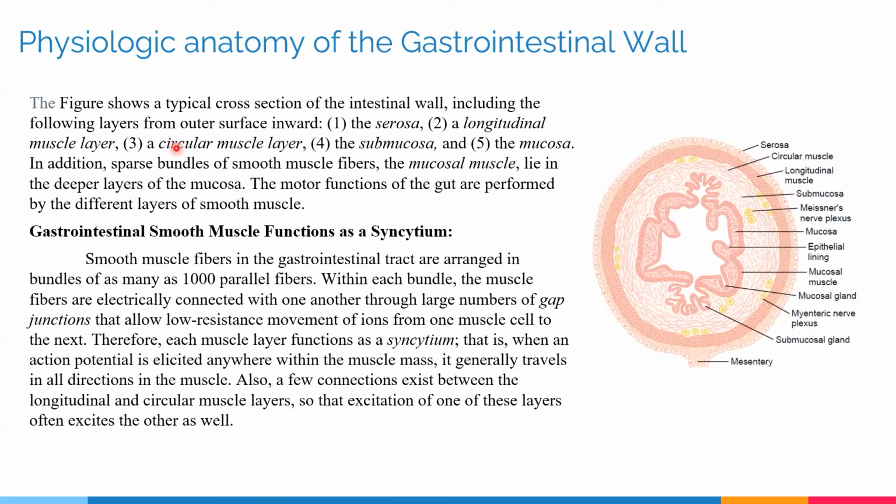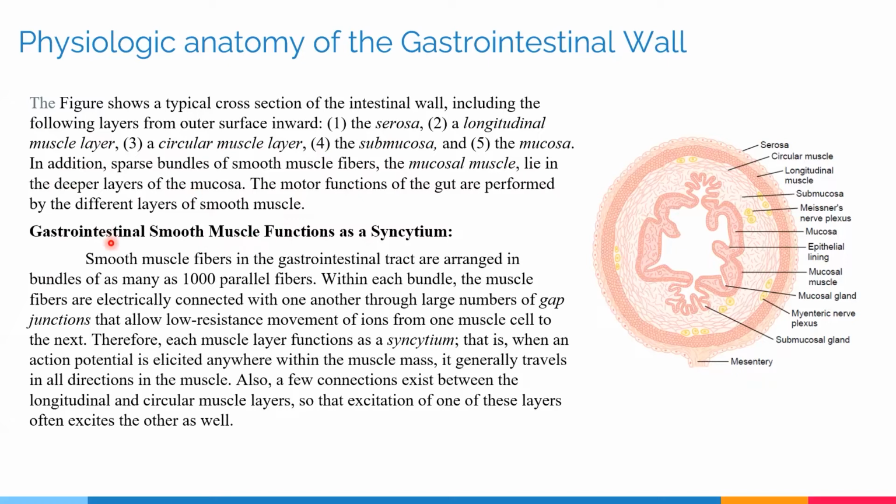These different layers include, from the outer surface inward, the serosa, a longitudinal muscle layer, a circular muscle layer, a submucosa, and the mucosa. In addition, sparse bundles of smooth muscle fibers, which are called the mucosal muscles, lie in the deeper layers of the mucosa. The motor functions of the gut are performed by different layers of the smooth muscle.